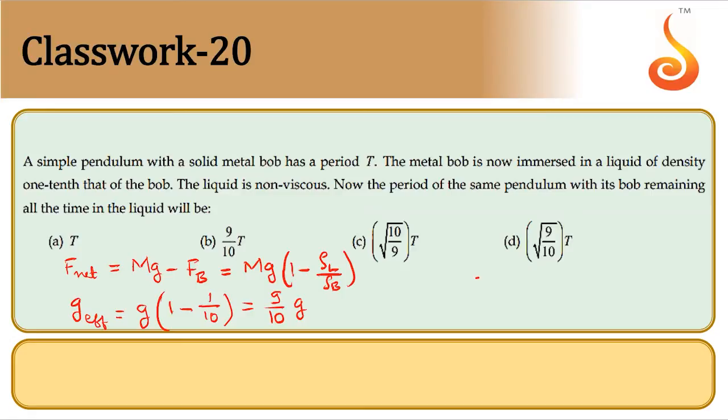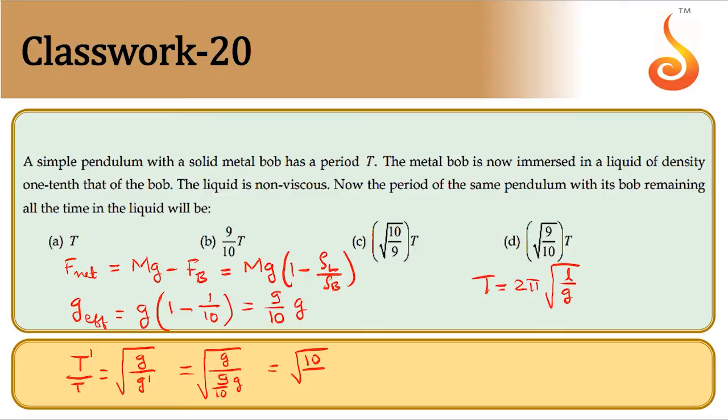So we know that time period of simple pendulum is 2 pi root of L by g. It is inversely proportional to root g. So T dash by T is equal to root of g by g dash. So that should be equal to root of g divided by 9/10 g. So g gets cancelled. This is root of 10/9. So T dash equals root of 10/9 into T. That is option C.